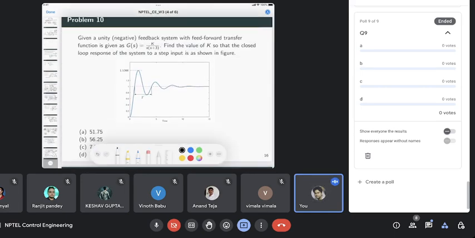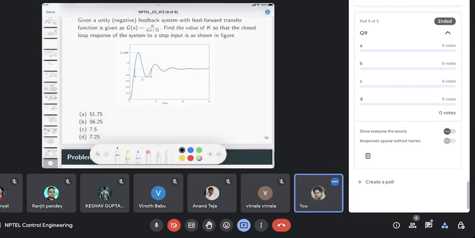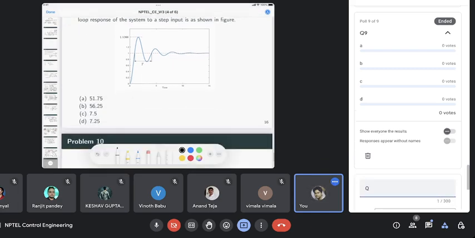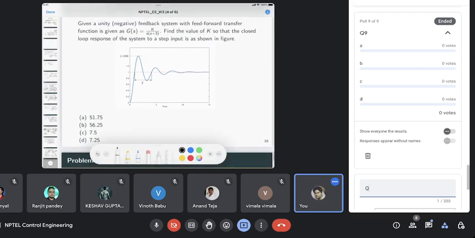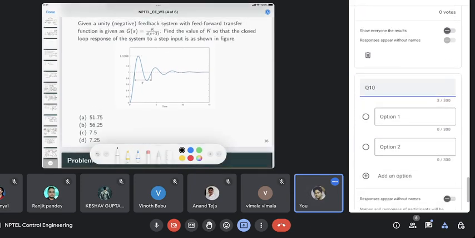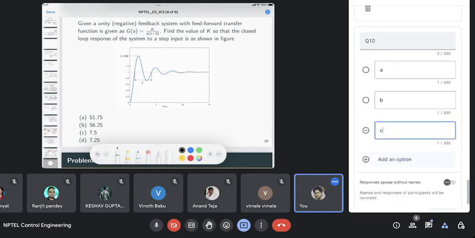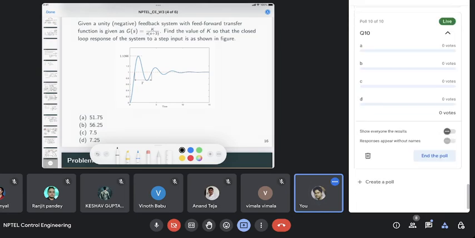You are given a unity negative feedback system with feed forward transfer function G(s) as this. So for what value of K will the closed loop response be as shown in the figure? Question F10. Yeah, you can answer through a poll.